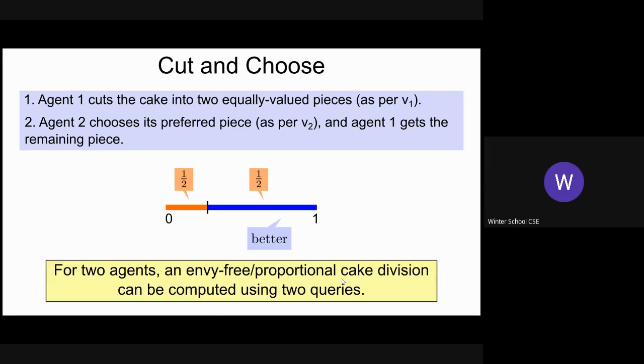Okay, so good. So we have our first theorem: for two agents, an envy-free, that is, a proportional cake division, can be achieved using just two Robertson-Webb queries. In other words, this is a constant time algorithm, so to say. Good. Any questions? All right.